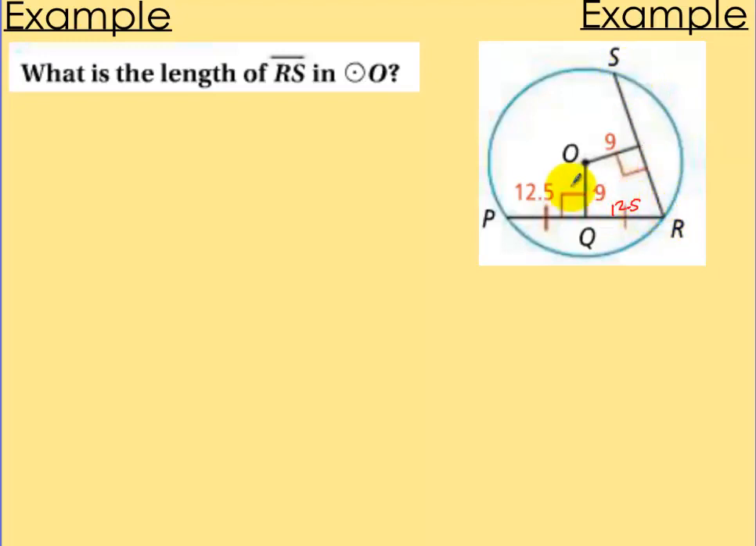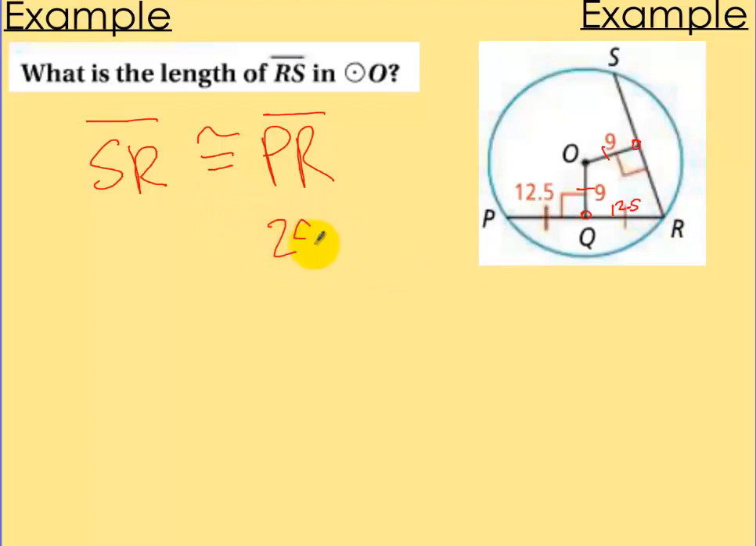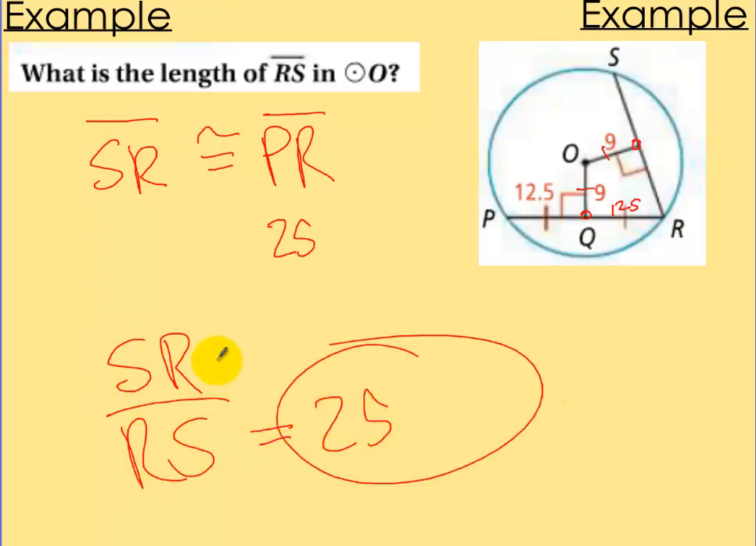And RS, if I know these are both perpendicular angles, and the center O to this point and the center to this point Q are both 9, then I know SR has to be congruent with PR. That's what we learned in one of the theorems. So PR is going to equal 12.5 plus 12.5, so 25. That must mean that SR, or RS, is going to equal 25.